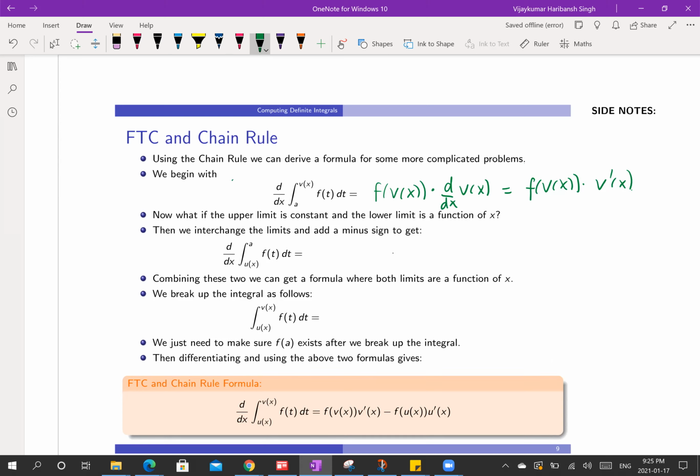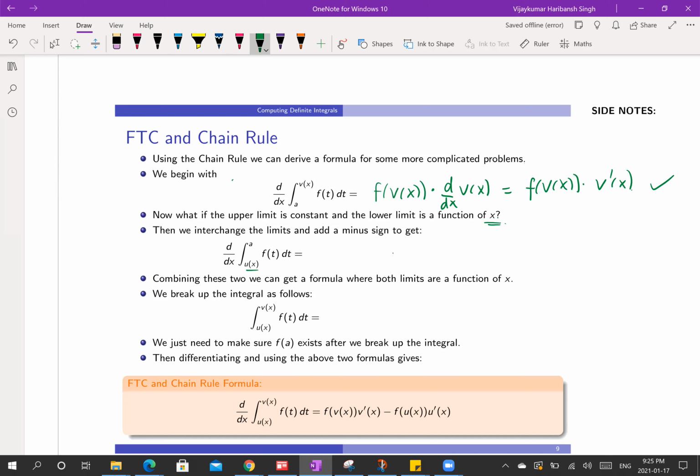Now, this is one scenario. We'll work on a few problems on this, but before that, let's ask the following question. What if the upper limit is constant and the lower limit is a function of x? So for example, we have d by dx of the integral from u of x to a of f of t dt. So how do we do this problem?